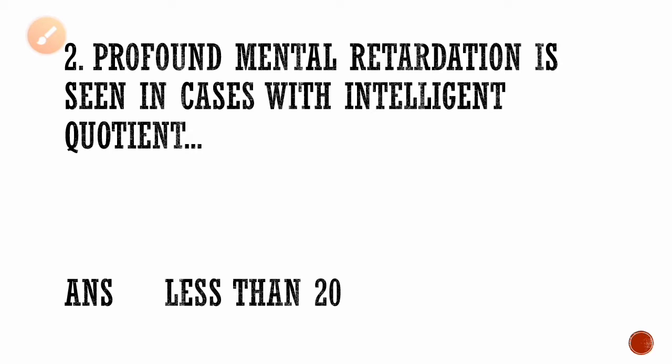Next, second question, profound mental retardation is seen in cases with intelligent quotient. We all know mental retardation is a case where the person is mentally not stable. Mental retardation is divided into many types: severe, mild, moderate, borderline, and profound. If the patient has IQ less than 20, then it is called profound mental retardation. He comes under the profound mental retardation category.